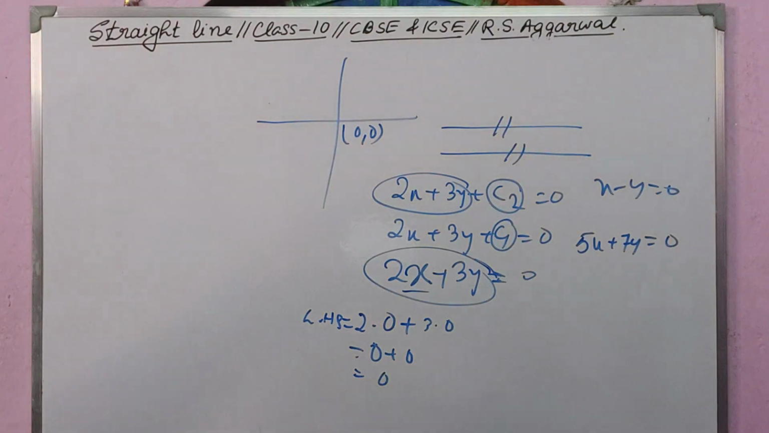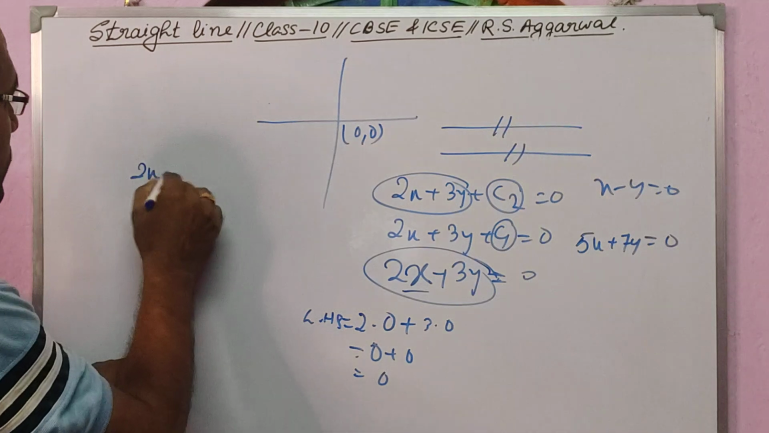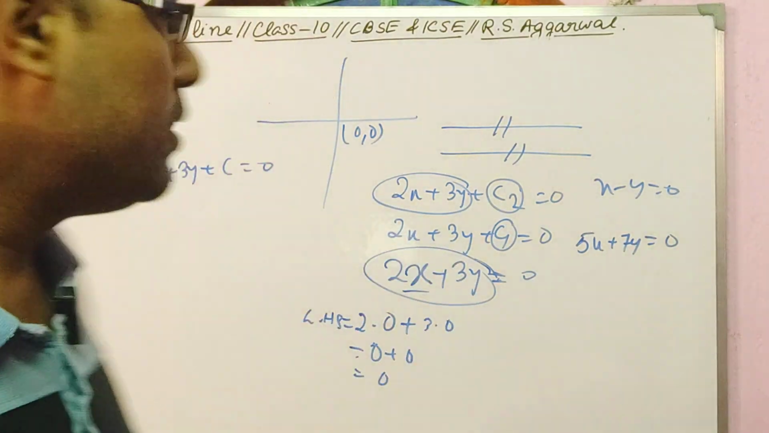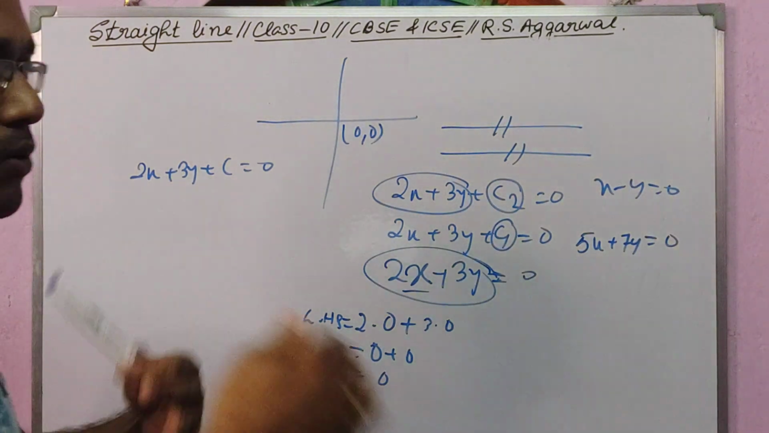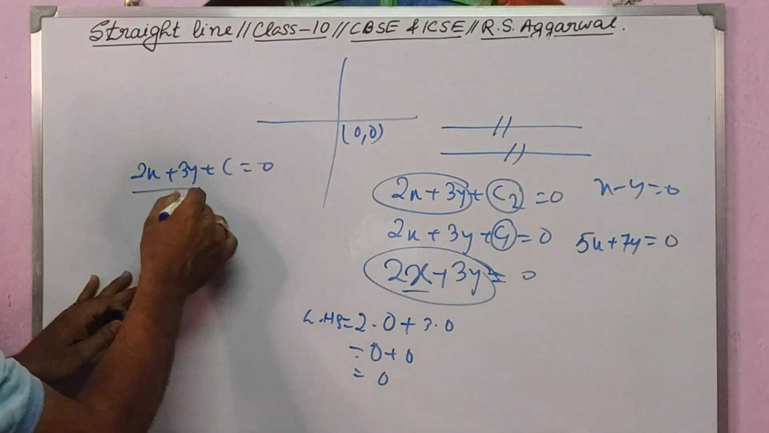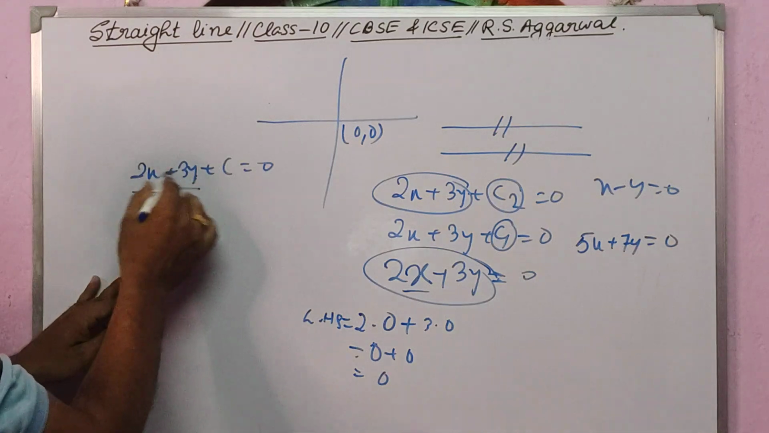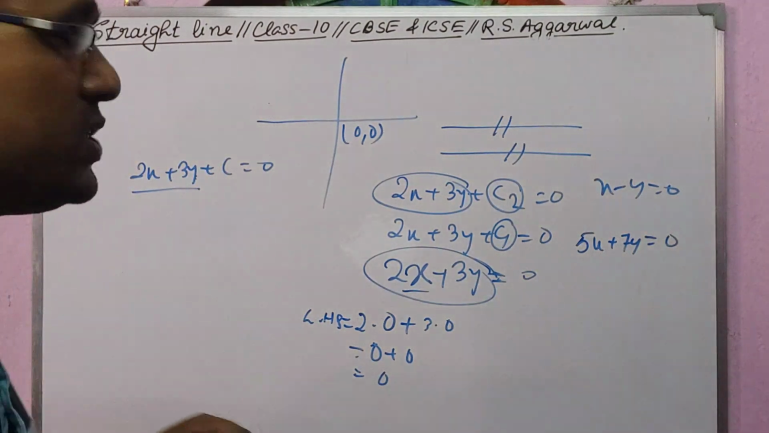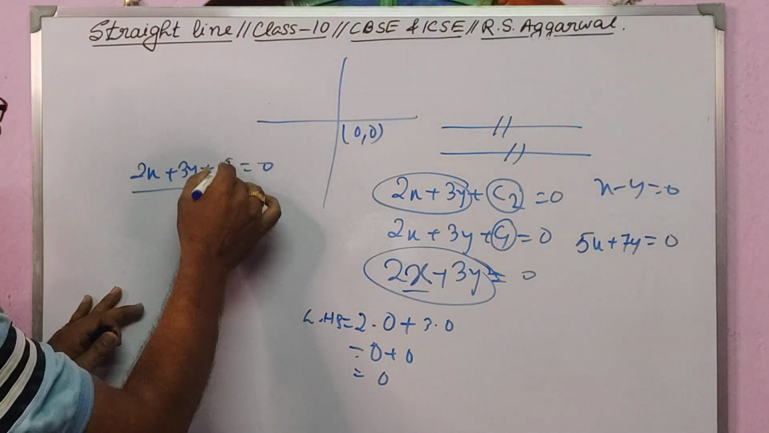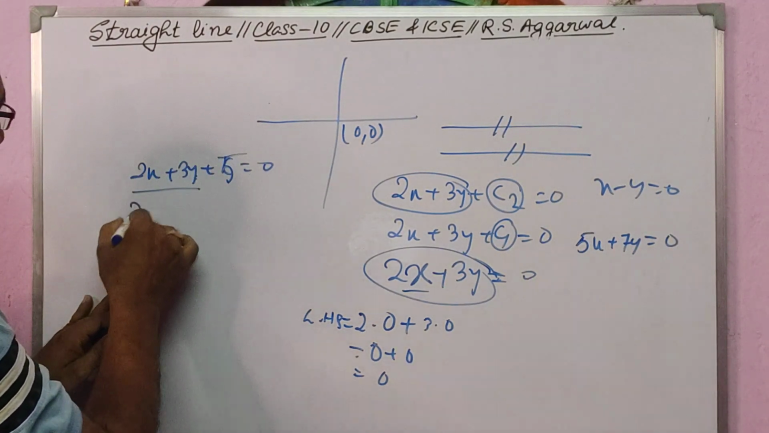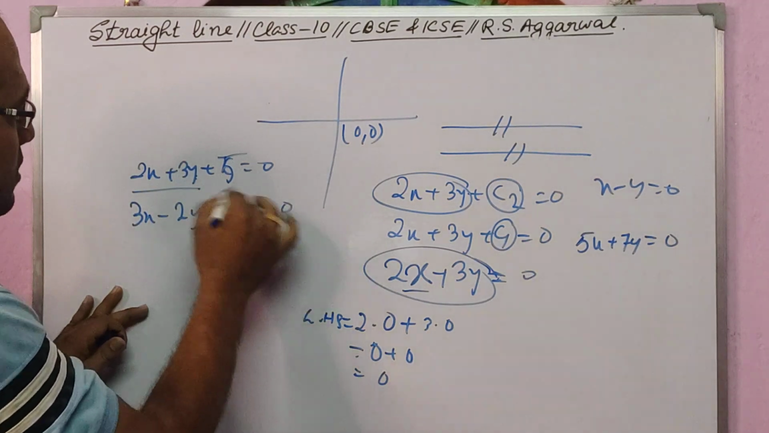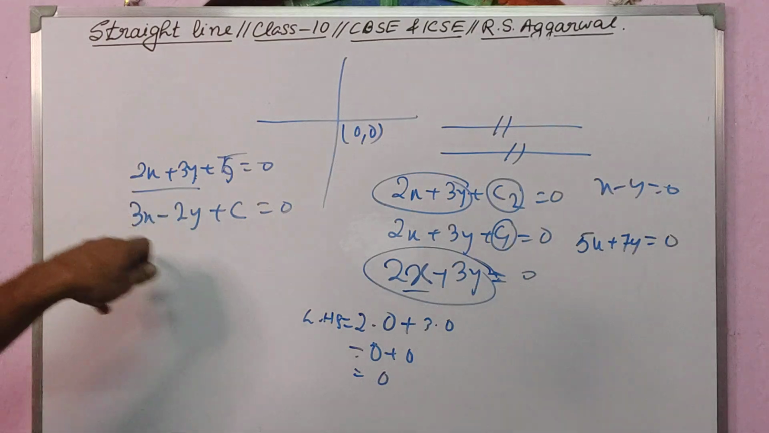And what is a perpendicular line? If the line is 2x plus 3y plus c is equal to 0, the perpendicular line will have these two coefficients of x and y interchanged, and the sign between them changed. So it will be 3x minus 2y plus a constant, and we have to find the constant.